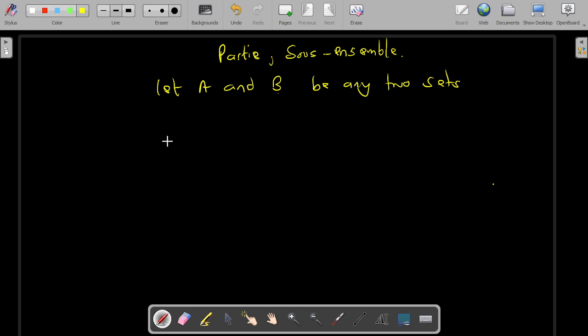So for example, if every element of the set A is also an element of the set B, we use this symbol, and you read it as A is a subset of B, or A is in B.